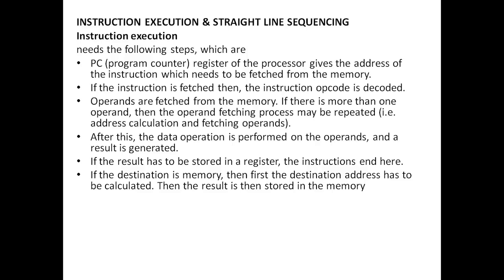Here the operation is that the content of memory location a is moved to the accumulator. This accumulator is one of the temporary storage locations in the processor. Now the data is present in the accumulator. Then the second instruction is add b.